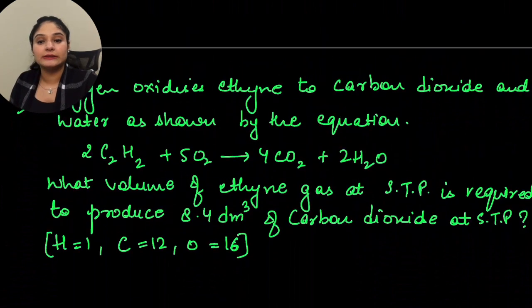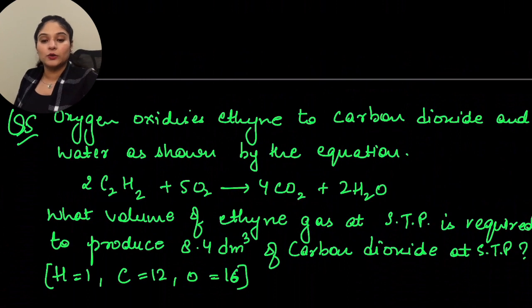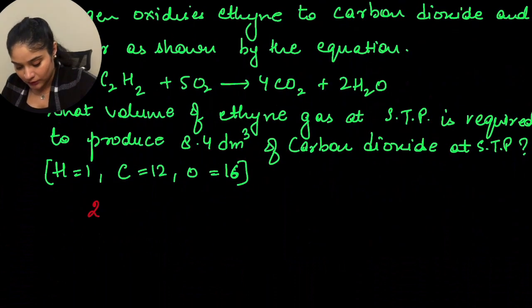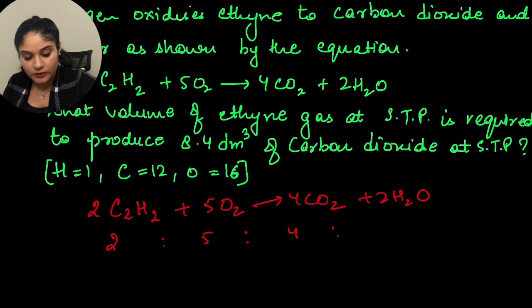The next question is, oxygen oxidizes ethane to carbon dioxide and water as shown. So then you have the equation, what volume of ethane gas at STP is required to produce 8.4 decimeters of carbon dioxide at STP? And you have H given as 1, C12 and O16. So let's get started with the equation. C2H2 plus 5 oxygen giving me 4 CO2 plus 2 H2O. Ratio is 2 is to 5 is to 4 is to 2.